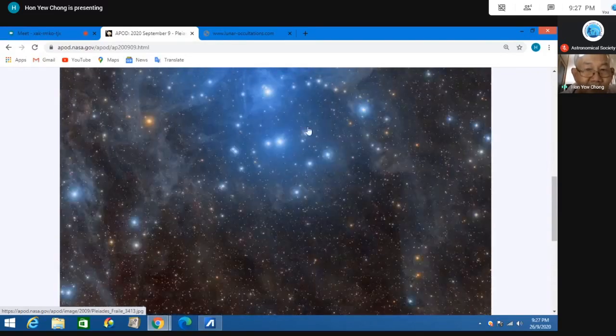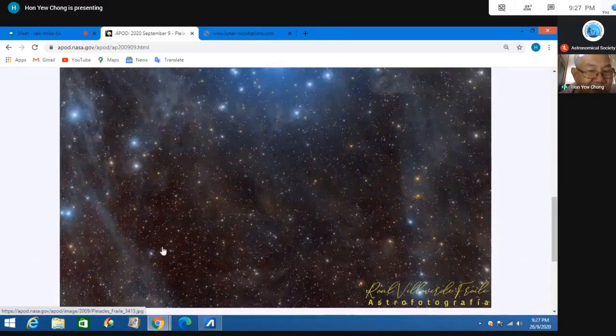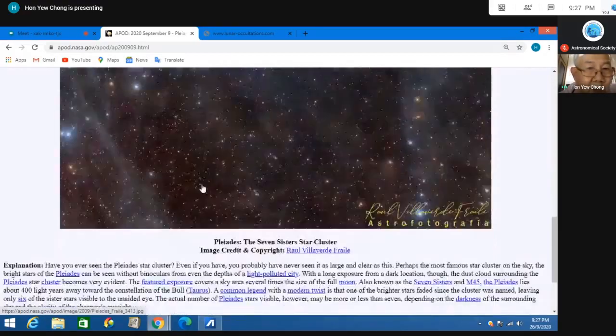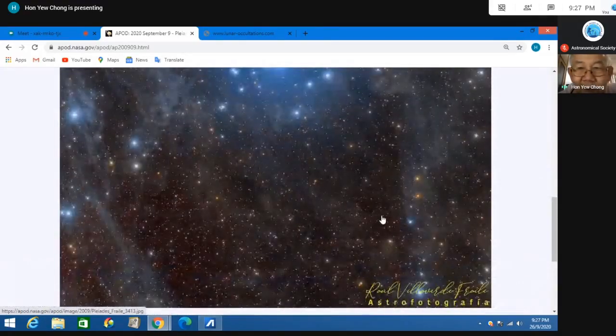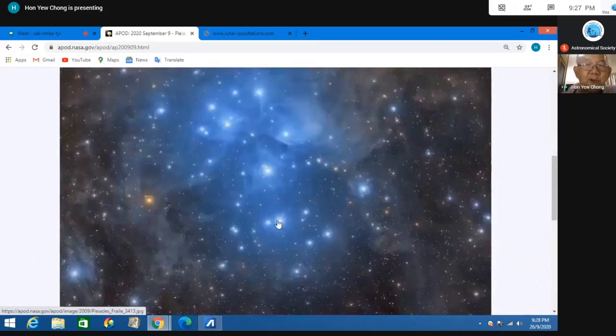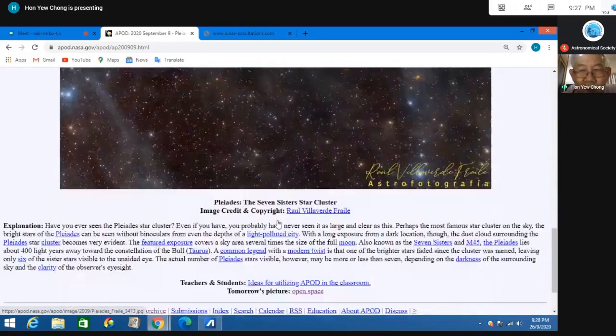So here you have material giving off light. Here you have dust and material blocking the light from behind. So you can see a lot of these so-called dark areas, all right? Absorption nebula in the Pleiades star cluster region, right? So this Pleiades star cluster in Taurus the Bull, very nice, by Raúl Villaverde, taken from Spain.